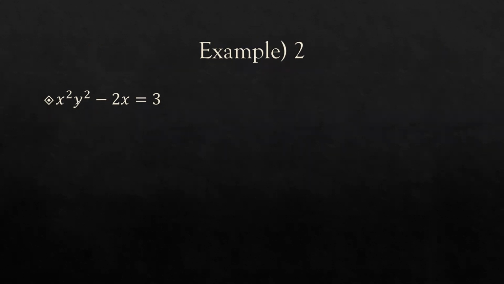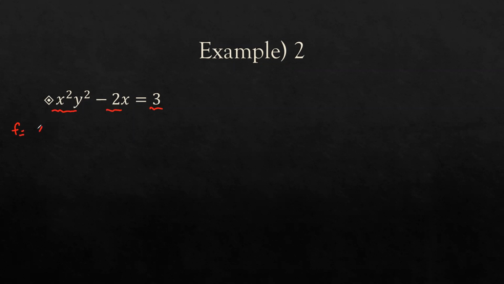We have x squared y squared minus 2x equals 3. So how do we take, we're going to first find dy/dx. So how do you take the derivative of this term? We have 3 terms, right?